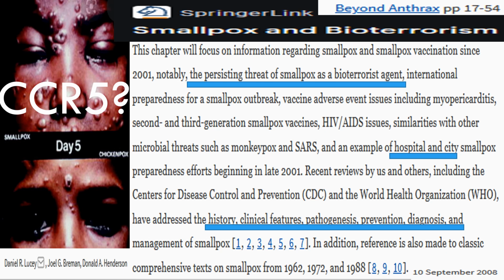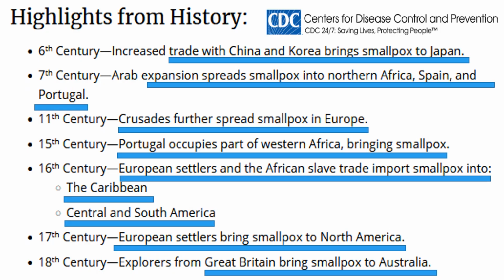And so there has also been research on the clinical features of smallpox, the pathology of smallpox, how you can prevent smallpox, how you can treat it, and the history of it to get a better understanding of how to handle it in the event that it does present itself. And this website provides a very helpful timeline so that you can think historically in terms of smallpox.